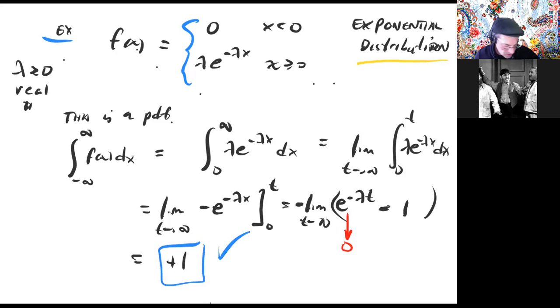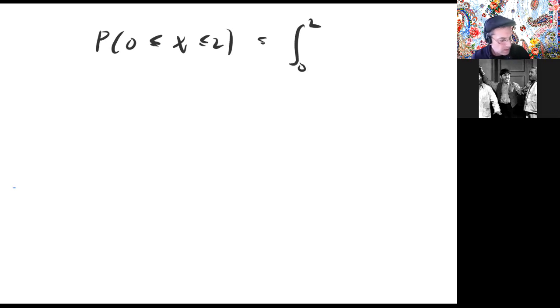And that's correct. That's what you need to get. So that's an example. Let's compute a sample example of probability for this distribution. So in this example, compute the probability that 0 is less than or equal to x is less than or equal to 2. Well, that's the integral from 0 to 2 of f of x dx.